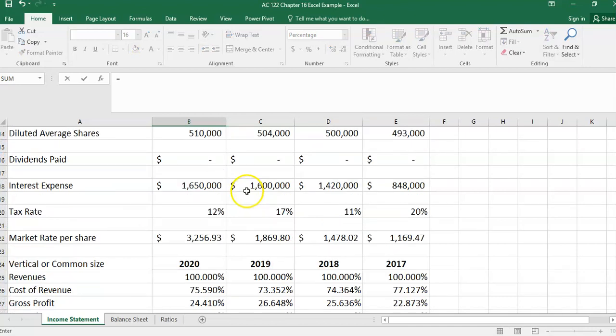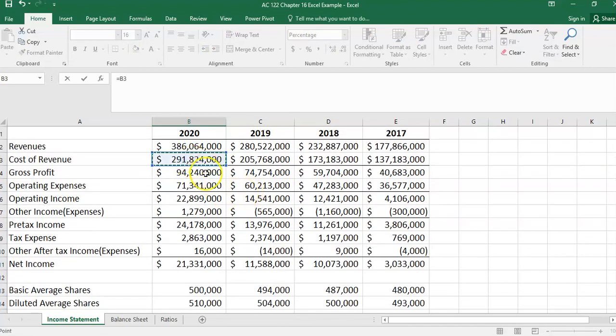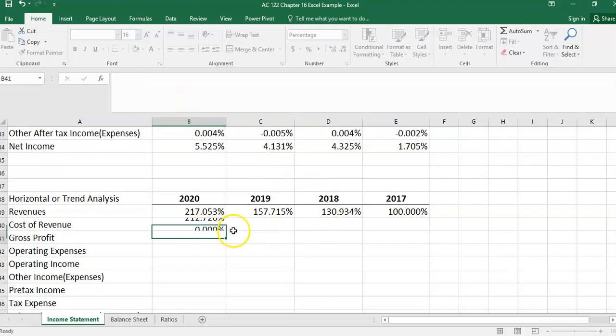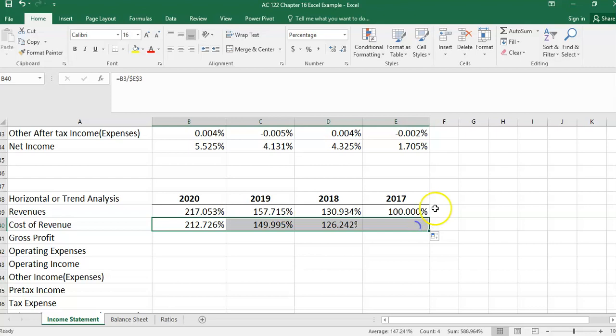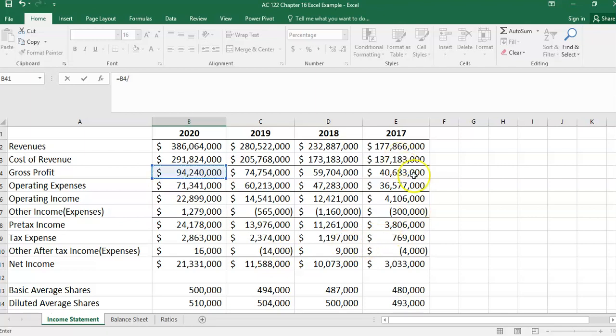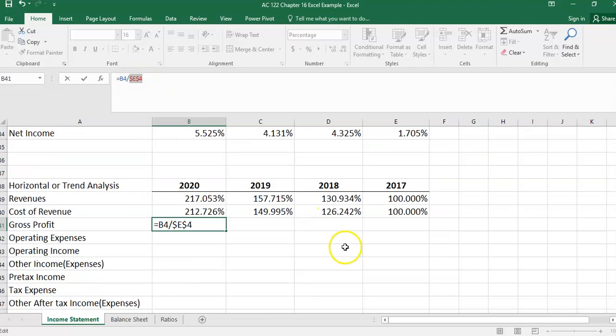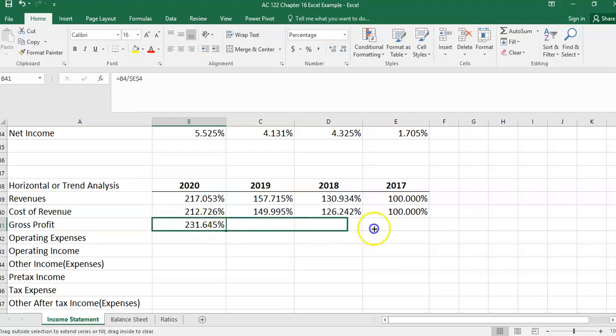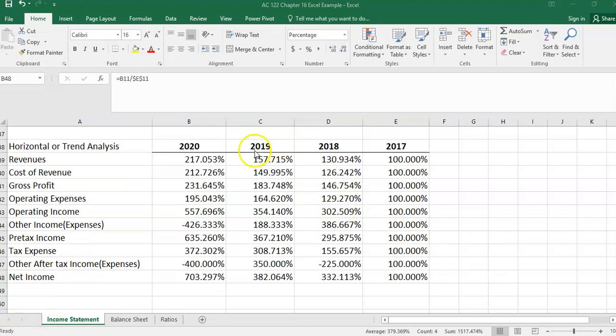So we do this across for every line. We have cost of revenue from 2020 divided by 2017. We're going to lock 2017 so that I can copy that across. I'm going to do that with every line in the income statement and the balance sheet. Now that we've completed the income statement, you can see that 2017 is all 100%, and then we show the growth trends from 2017 forward to 2020.